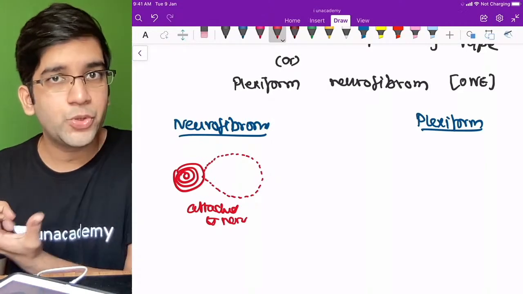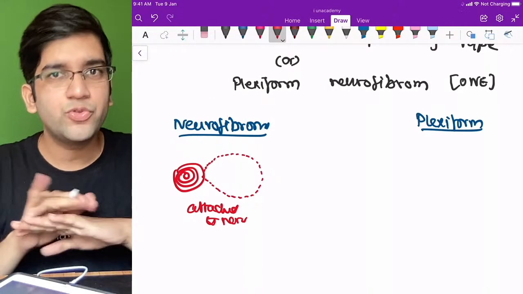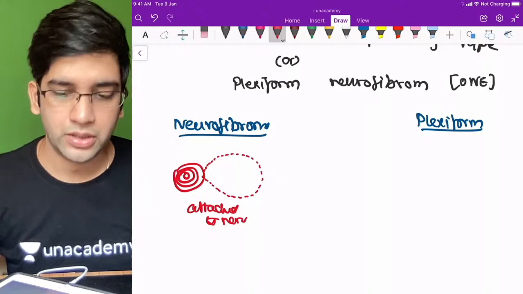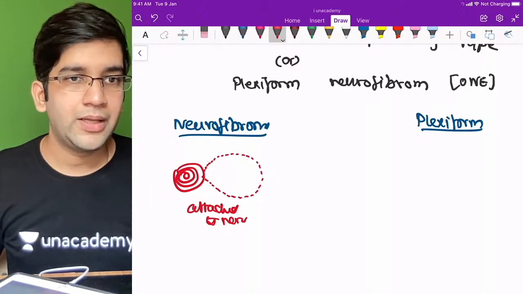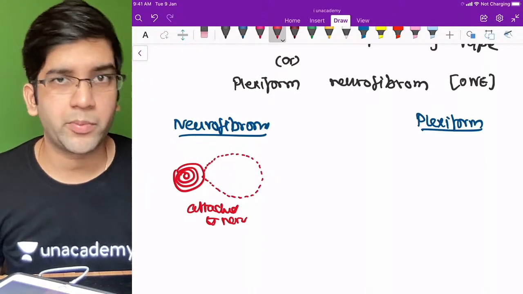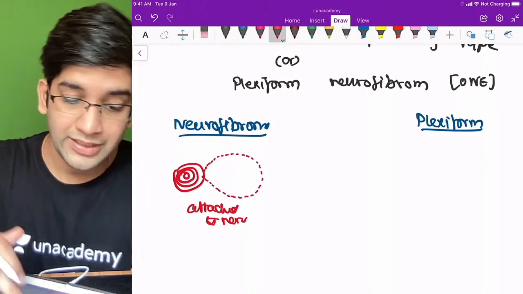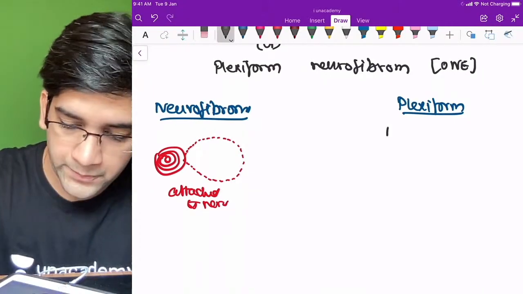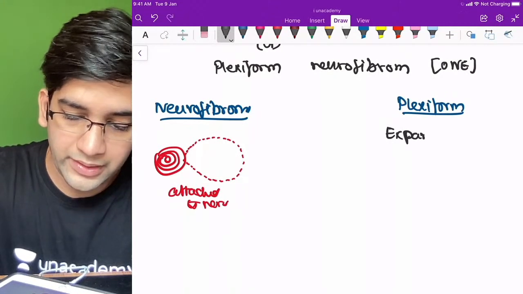If it's a simple neurofibroma, it's superficial. A diffuse neurofibroma may be a little bit underneath. That's all. When I say plexiform neurofibroma, it's not going to become attached to a nerve. It will expand the nerve, right? It expands the nerve.